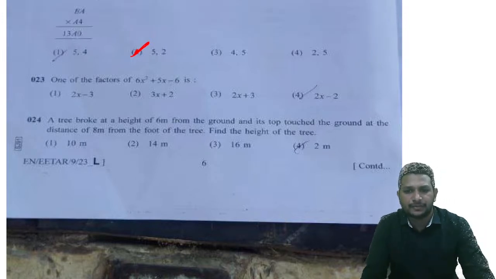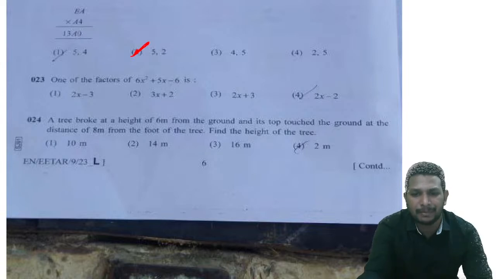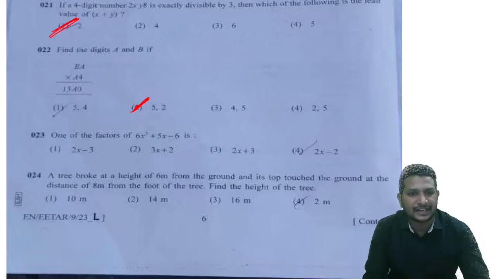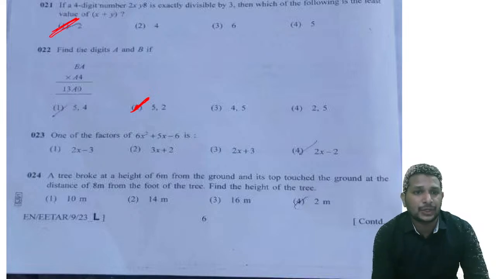Question number 23. One of the factors of 6x square plus 5x minus 6. So here we need to do the factorization part for 6x square plus 5x minus 6. While doing the factorization, obviously we need to depend on the splitting the middle term concept, right? So let's see that.